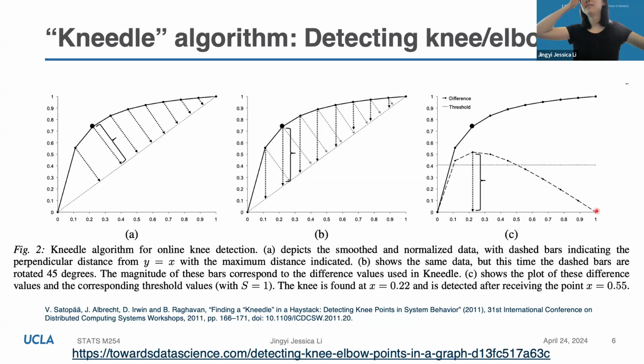Because I think the perpendicular distance makes more sense to me rather than the vertical distance. Exactly. That's a good point. Because here, if you go from here to here, the length is square root of 2 instead of 1, right? So there's like a compression here.